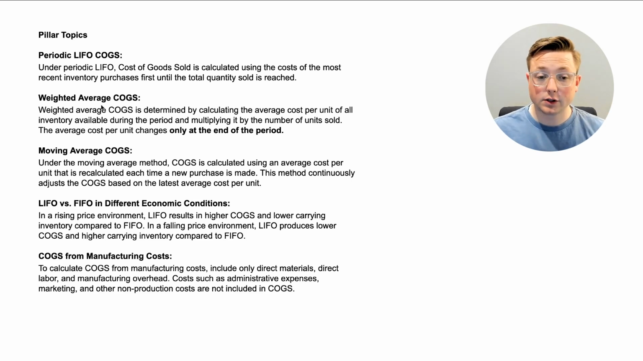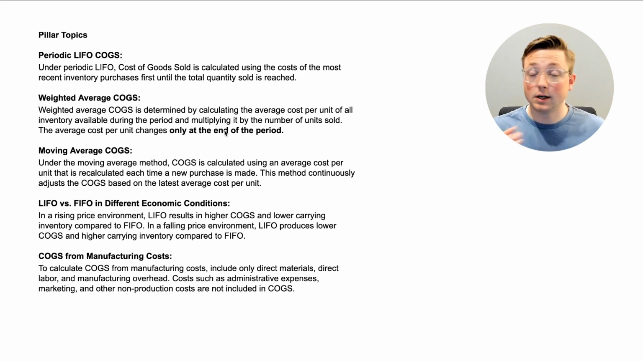Weighted average cost of goods sold is determined by calculating the average cost per unit of all inventory available during the period and multiplying it by the number of units sold. The average cost per unit changes only at the end of the period. So this is different than the moving average cost of goods sold.